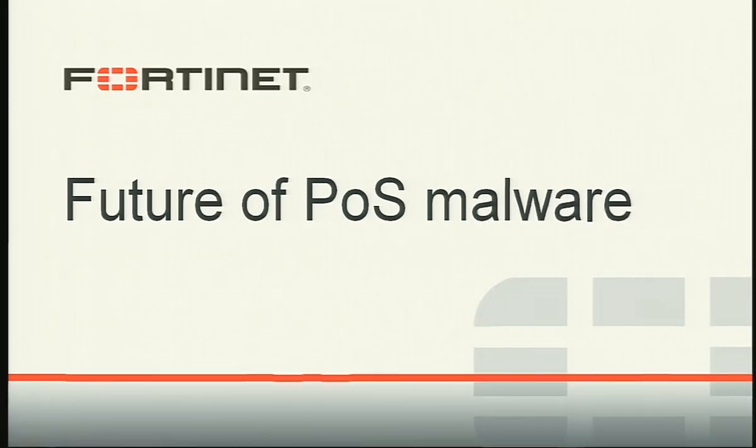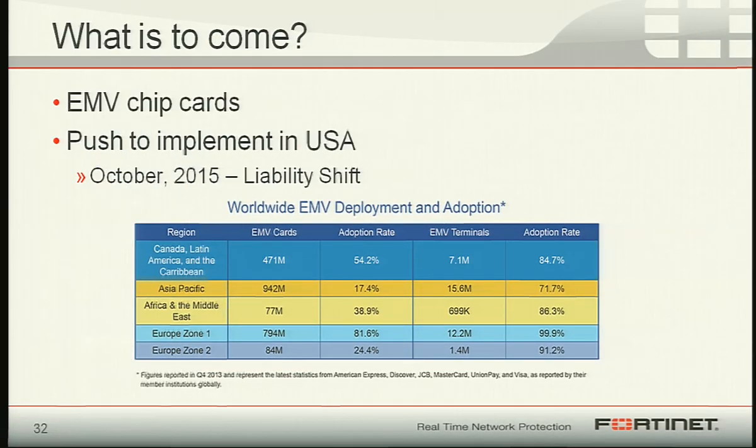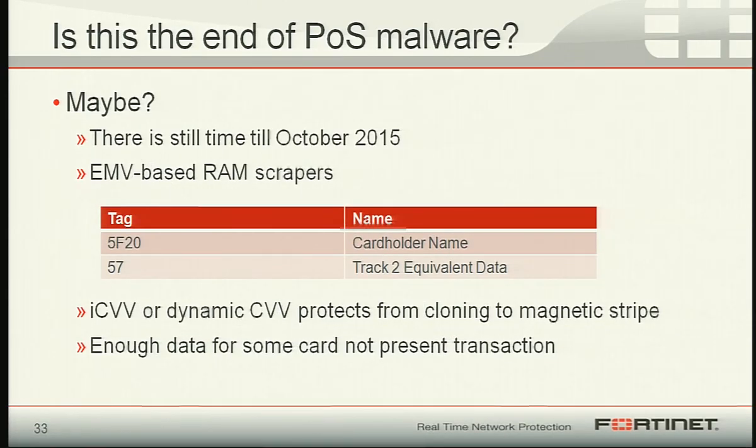We're now moving on to discussing the future of point-of-sale malware. So what is to come? As you may already know, by October 2015, there's going to be a liability shift, and most credit cards in the United States, at least, will include the EMV chips. This is just following the adoption seen in Asia, Canada, Europe. And they're known to be more resilient to cloning and a lot safer, or maybe not.